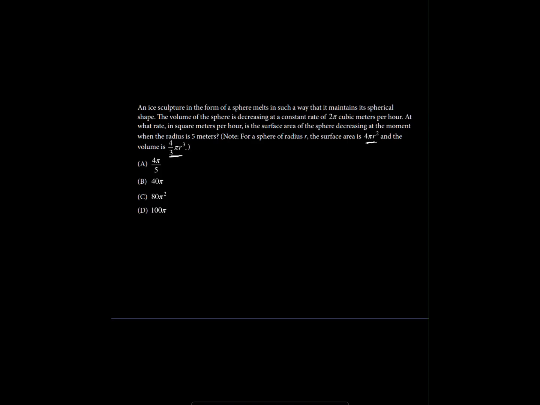For example, you can look at this sentence right here. It's very important. It tells us that the volume of the sphere is decreasing at a constant rate of 2 pi cubic meters per hour. Since it is a rate, that means that dV over dt equals negative 2 pi. Basically, since I know it's a rate, that means it's the derivative of the volume, right? And it's being derived with respect to time. So dV over dt equals negative 2 pi.